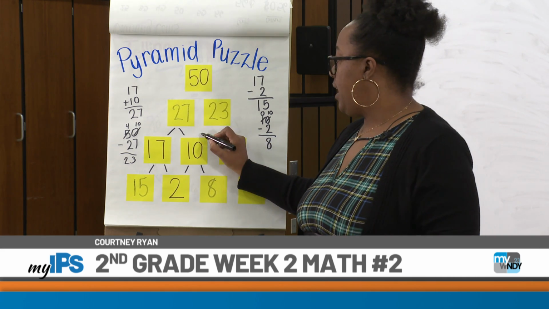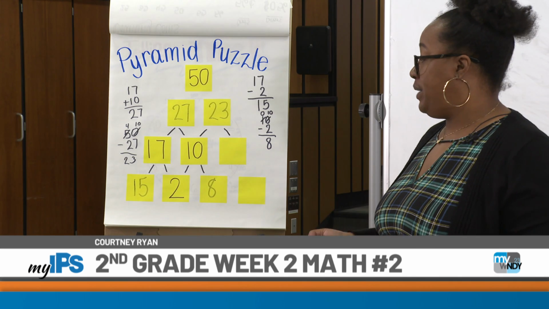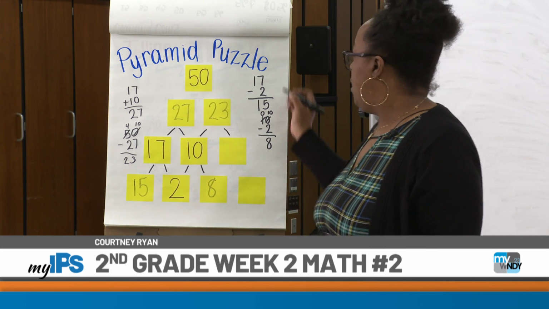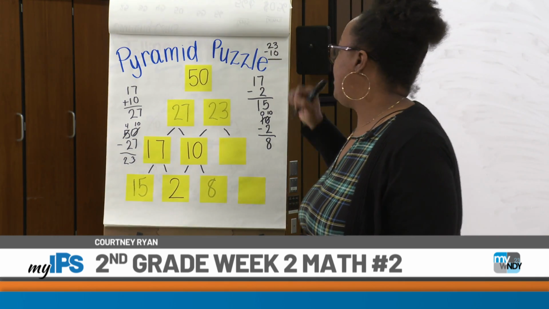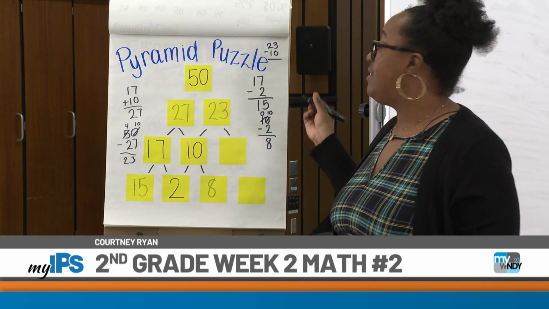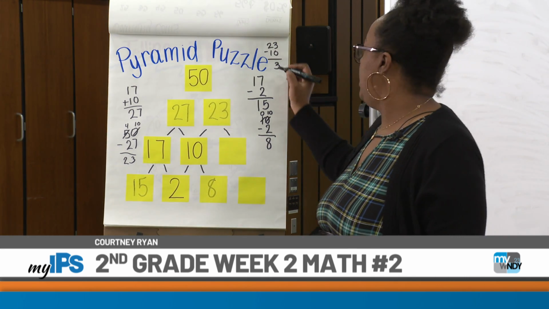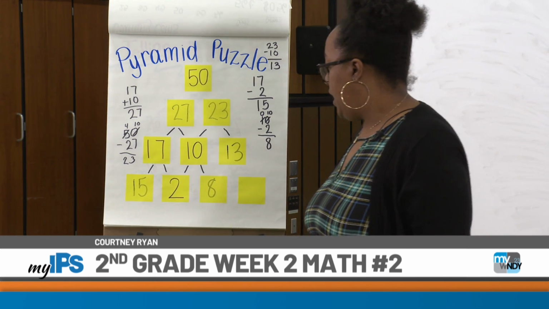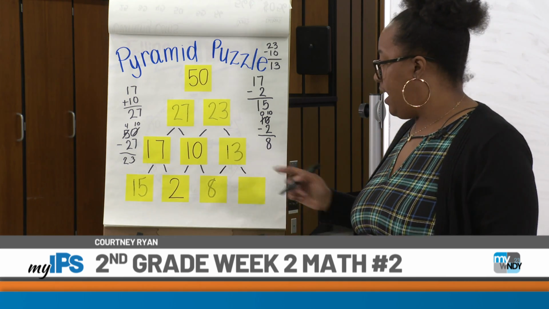Now I can come back and look at 10 and this unknown number. We have to figure out what number plus 10 equals 23. So we're going to subtract 23 minus 10. And this is easy subtraction, no regrouping necessary. So 3 minus 0 is 3. 2 minus 1 is 1. So 13 goes here. And then we can do the same thing for the last one.